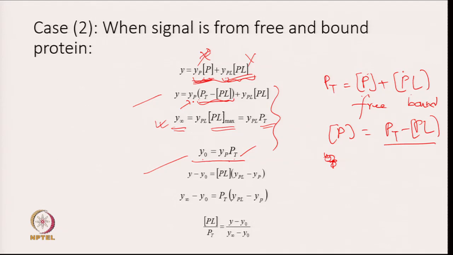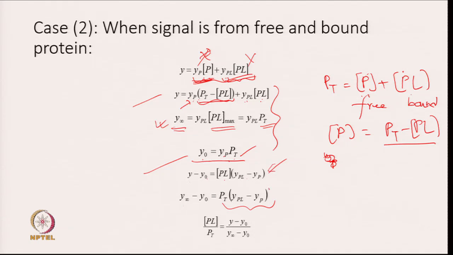PL into yP and PL into yPL. So, PL can be taken as common, and what is left is yPL minus yP, since we are talking about y minus y naught, this cancels out. Similarly, we can get y infinity minus y naught, and that is equal to this.